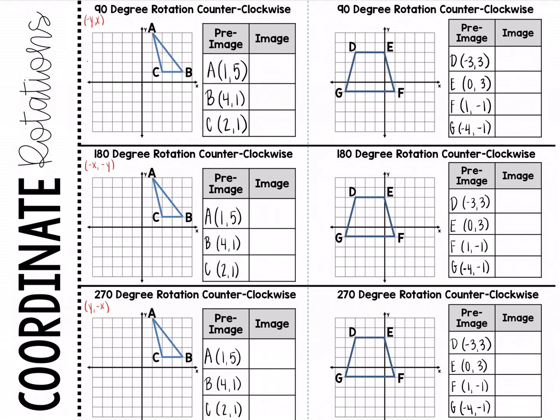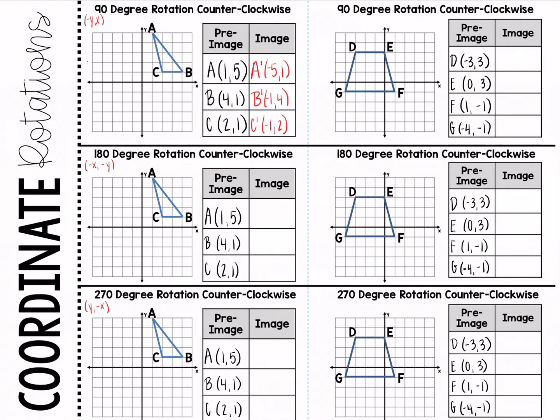So let's open up. I have a rotation of 90 degrees counterclockwise. And I know that means that the y value becomes negative and you switch the x and y values. So I have the triangle. I'm physically going to take this triangle and turn it 90 degrees. So when I do that, A prime becomes (negative 5, 1), B prime becomes (negative 1, 4), and C prime becomes (negative 1, 2).